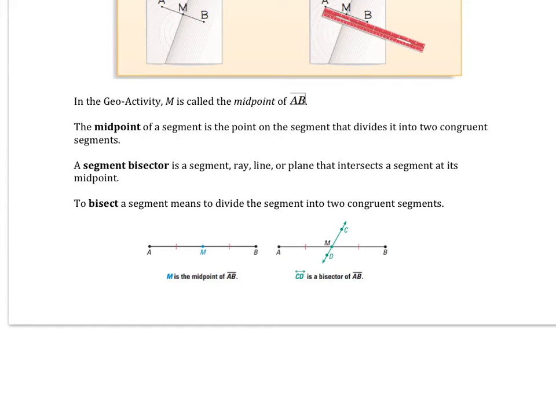So please take note of the two diagrams down below. You have M as the midpoint, because it is showing you two congruencies. Those tick markings mean congruent. In the next diagram, it's showing you a line going through that point. That is a bisector. So line CD would be a bisector.